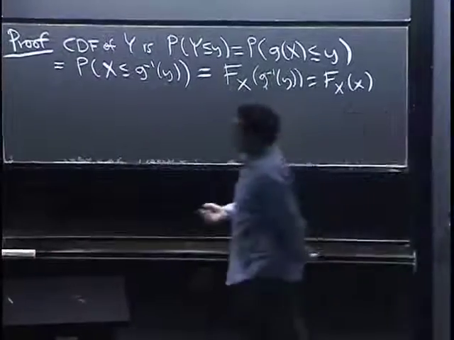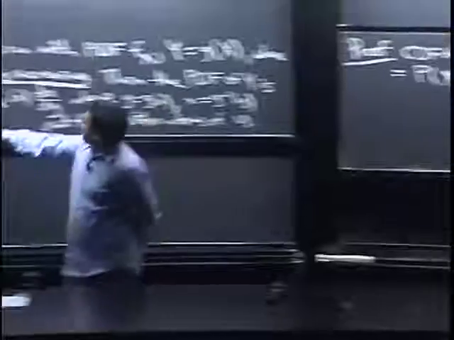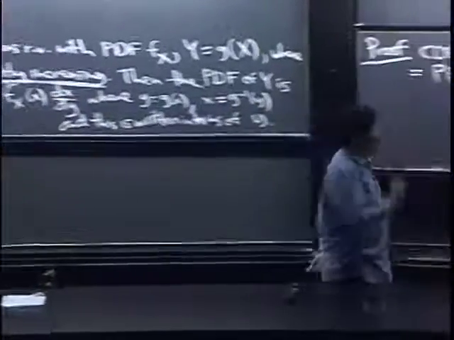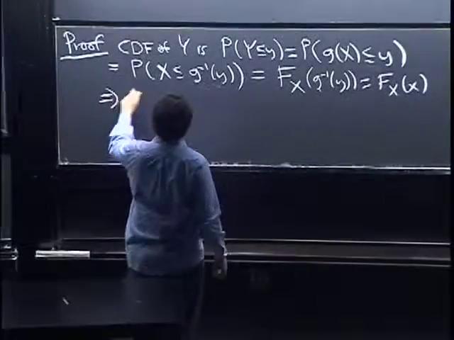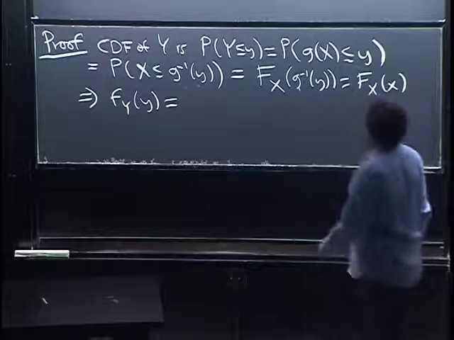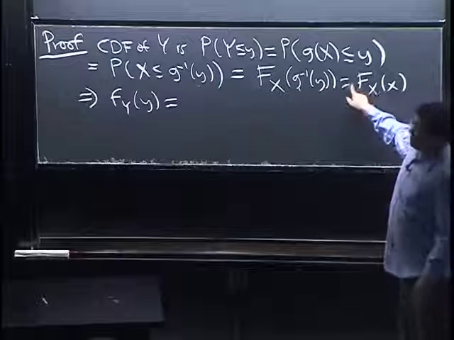But for the PDF, you can't just say this equals this, because you have this derivative that comes up. That's from the chain rule. So now let's just take the derivative of both sides, f_Y of y equals, so I'm differentiating with respect to y.